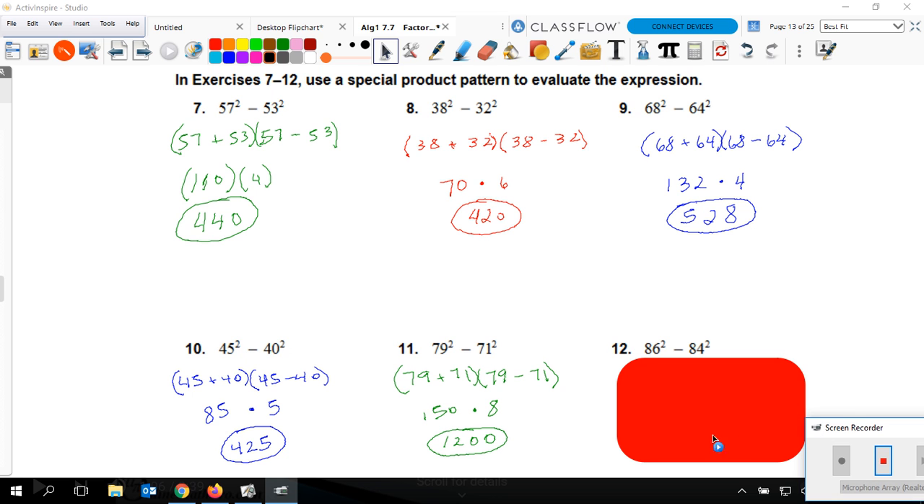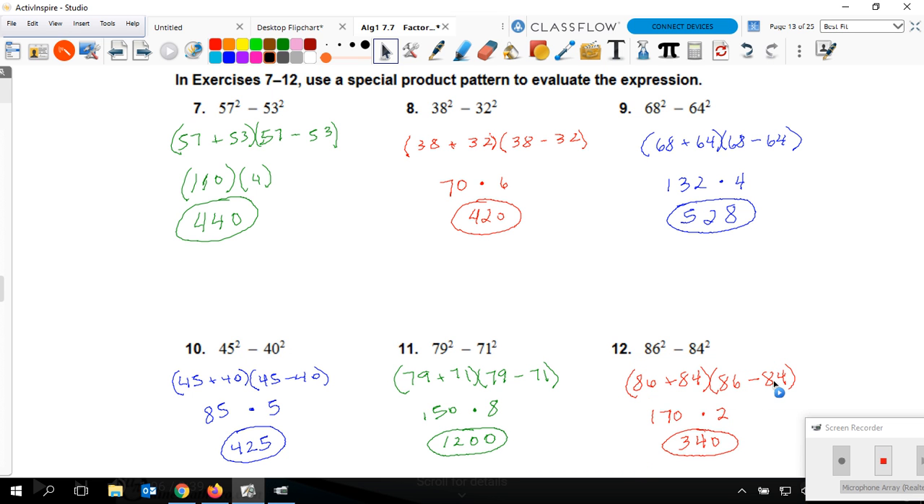And then our last one here, 86 plus 84, and then 86 minus 84. When you add them together, you get 170. Subtracting, it's just a 2. And then just 170 times 2, 340. So that's all you need to do on those ones. The main thing of this lesson, though, is what we did on 1 through 6 and what we're going to do on our next part with trinomial squares.